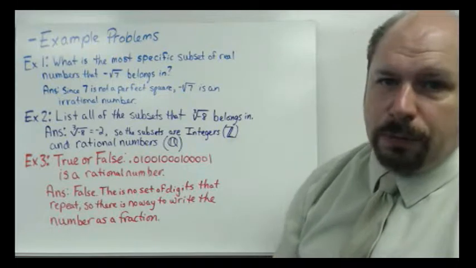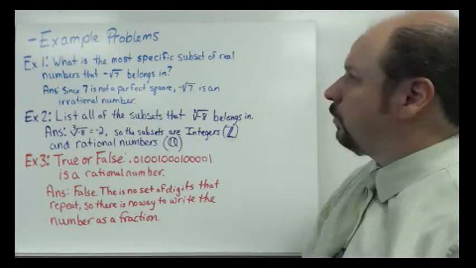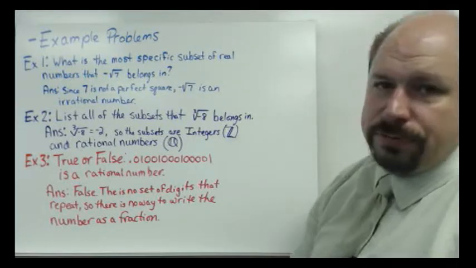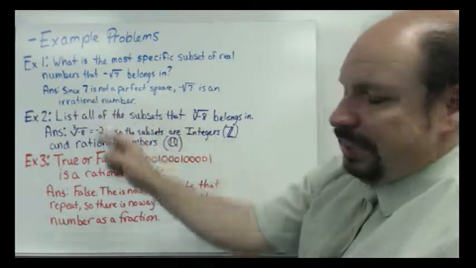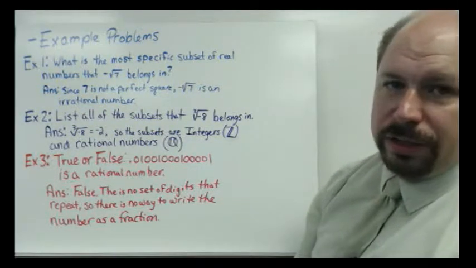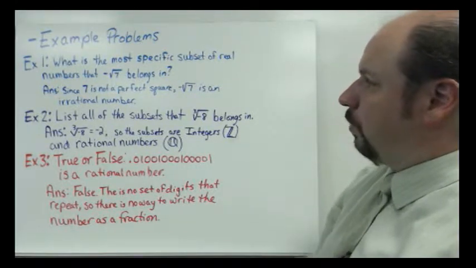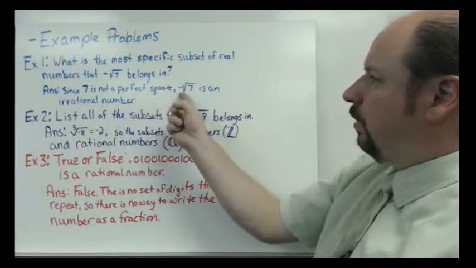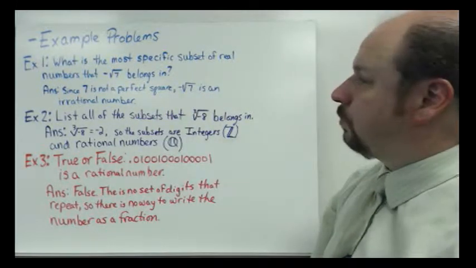So, some example problems. Example 1, what is the most specific subset of real numbers that the opposite of square root of 7 belongs in? Well, since 7 is not a perfect square, it does not belong in rational numbers or natural numbers or any of those. So the opposite of the square root of 7 is an irrational number.